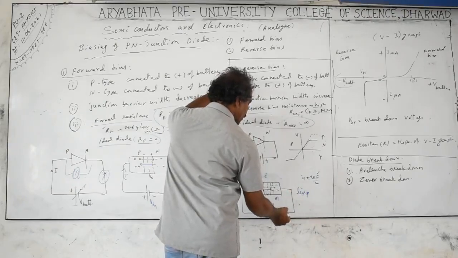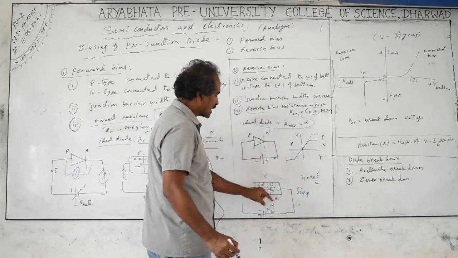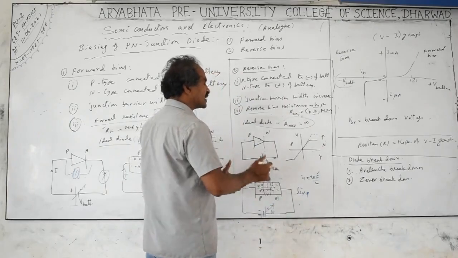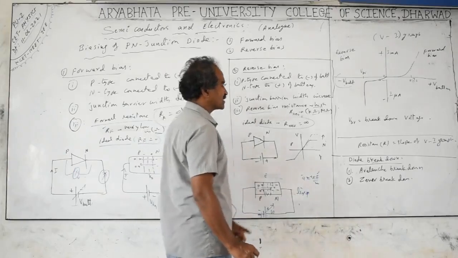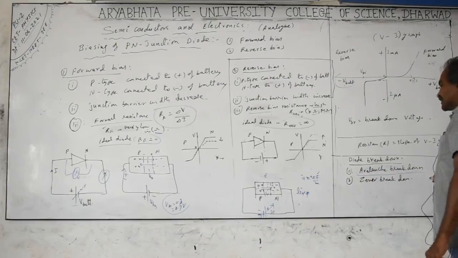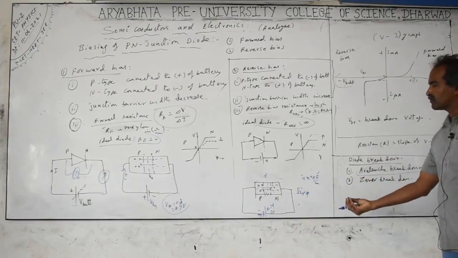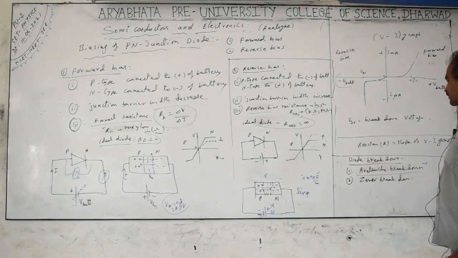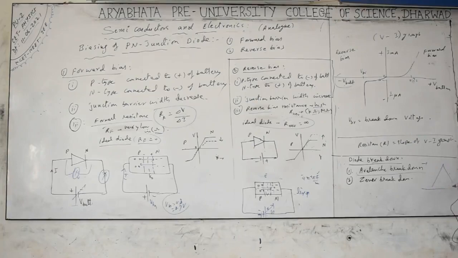When more bonds are broken, more holes and electrons are produced. In the p-type and n-type, the minority carriers' number goes on increasing and they may become majority carriers. That is due to the increase of temperature. This increase of the charge carriers from a very low value to a very large value is called an avalanche breakdown.